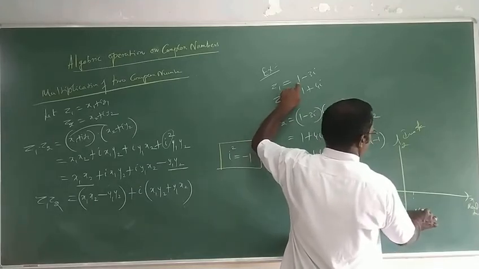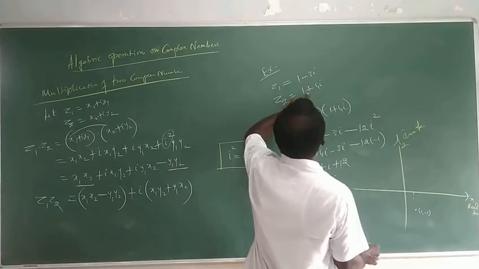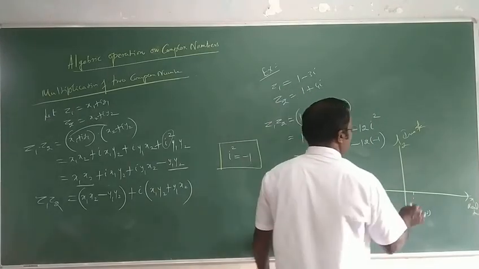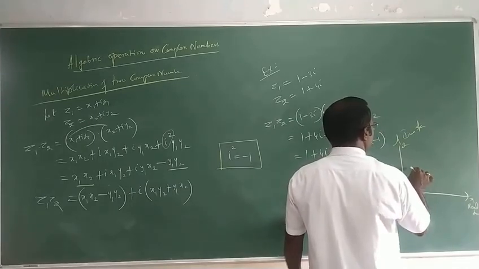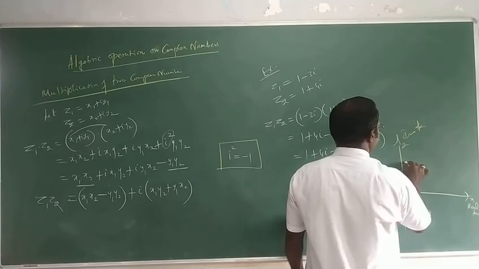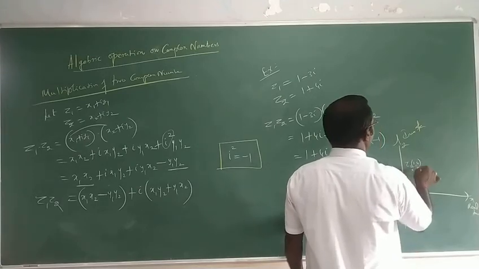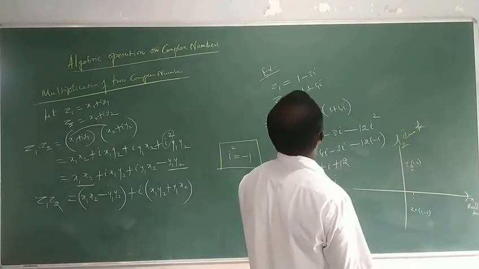This is the point 1 comma minus 3. Next, Z2 is 1 plus 4i, which is the point 1 comma 4: 1, 2, 3, 4. This is Z1 and this is Z2. So the points are 1 comma minus 3 and 1 comma 4.